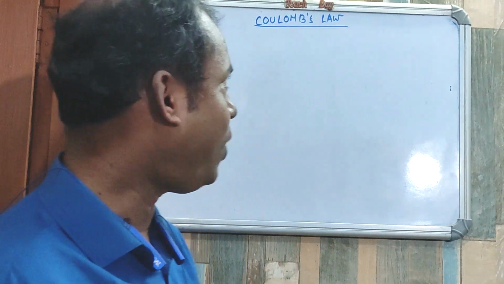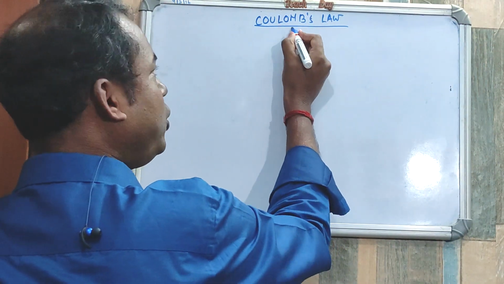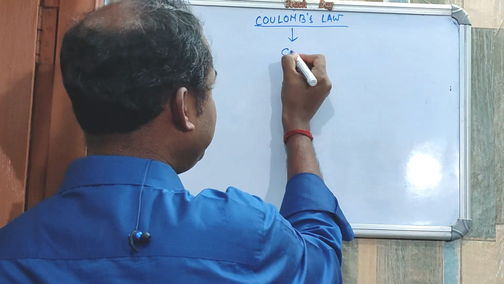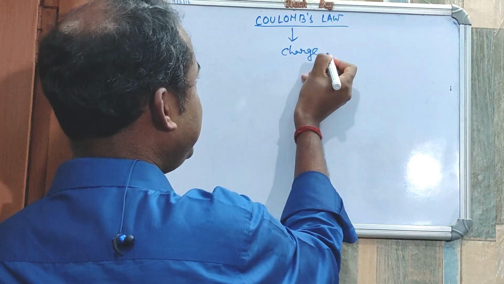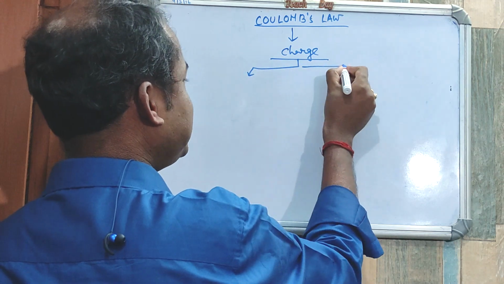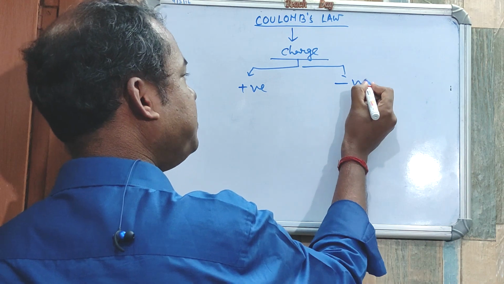Okay. So what is Coulomb's law? Think about that. Before we talk about Coulomb's law, the first question that arises in your mind is: what is a charged body? It is differentiated into two categories. The first one is the positive charged body, and this one is the negative charged body.